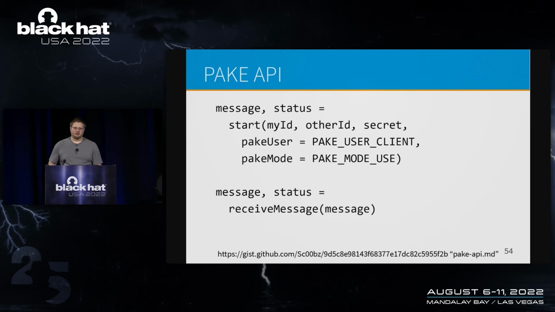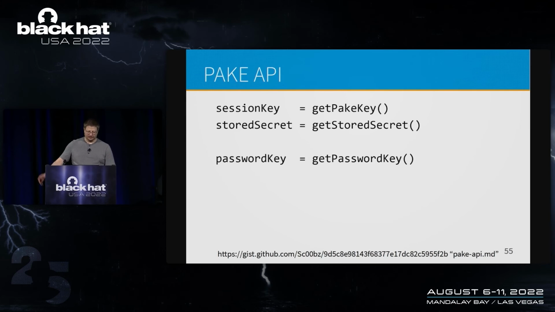The reason for this is I've seen a lot of implementations of SRP 6A where they just say calculate A and calculate M1, and they're like, oh, the developer will know what that means. So this way, it's very hard to misuse the API. And then you would want to be able to get the secret stored, the server stored secret for augmented PAKEs.